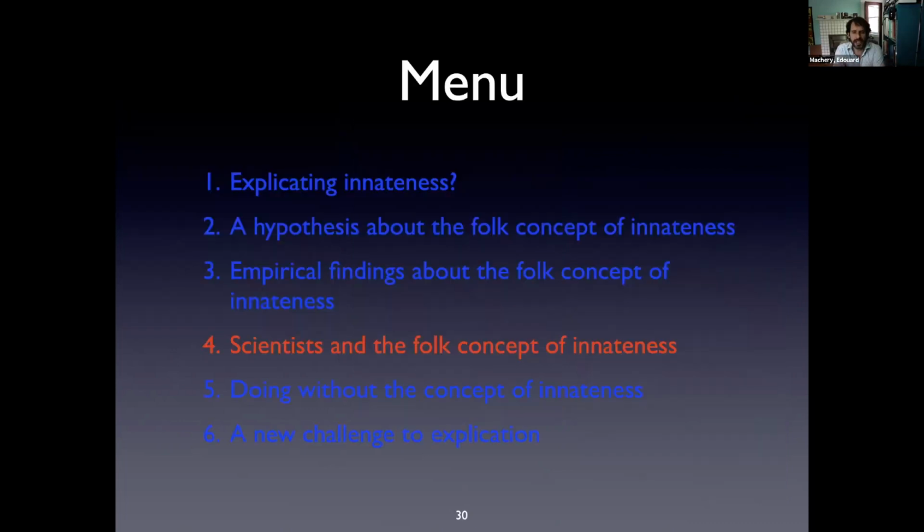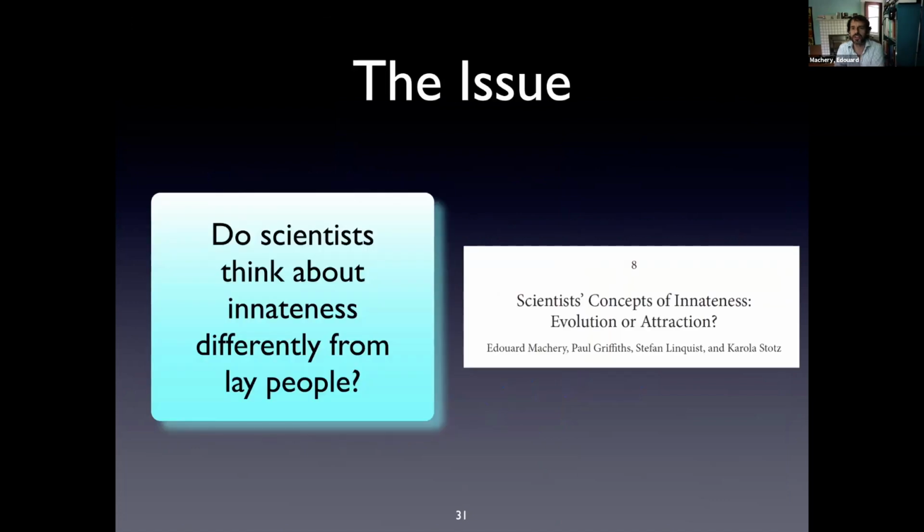All right, all that was as a way of background to the project and to the argument today. So the crucial part of the lecture is the one in this section, before the generalization in the last section. What we were interested in was looking at the relation between scientists' concept of innateness and the folk concept of innateness, the manifest concept of innateness. The reason is that it was very reasonable to expect scientists to think about innateness in a very different manner from lay people.